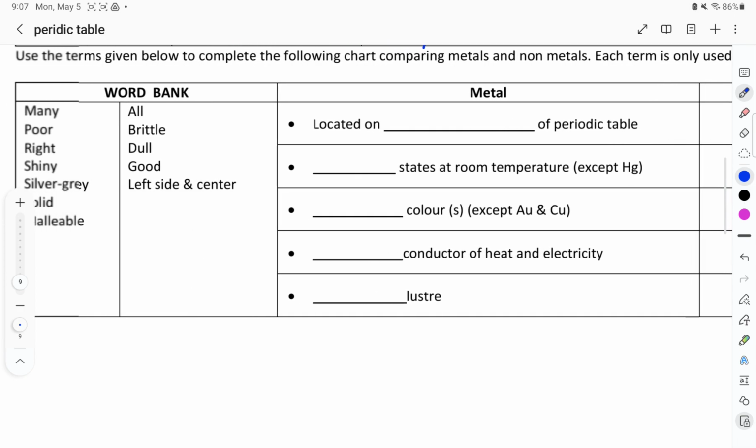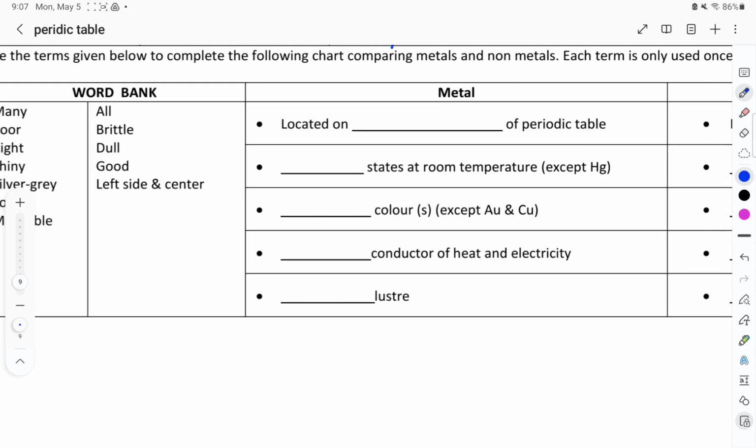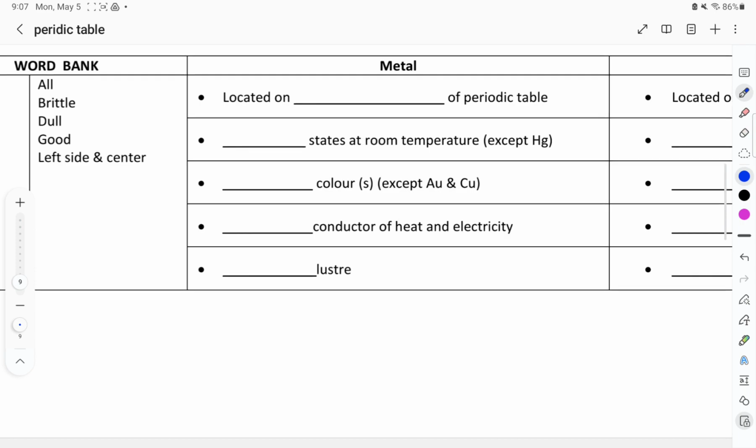Now, what I would like you to do is use the word list to try and fill this out, and also to attempt the second page as well. And we will take this up in class tomorrow.